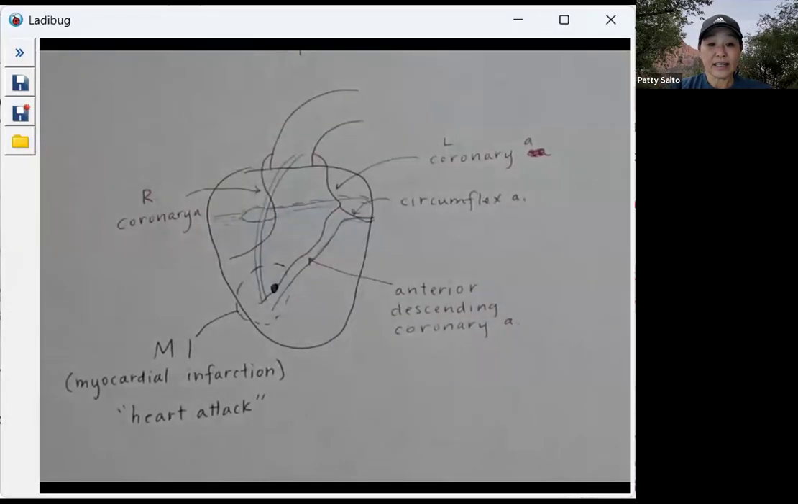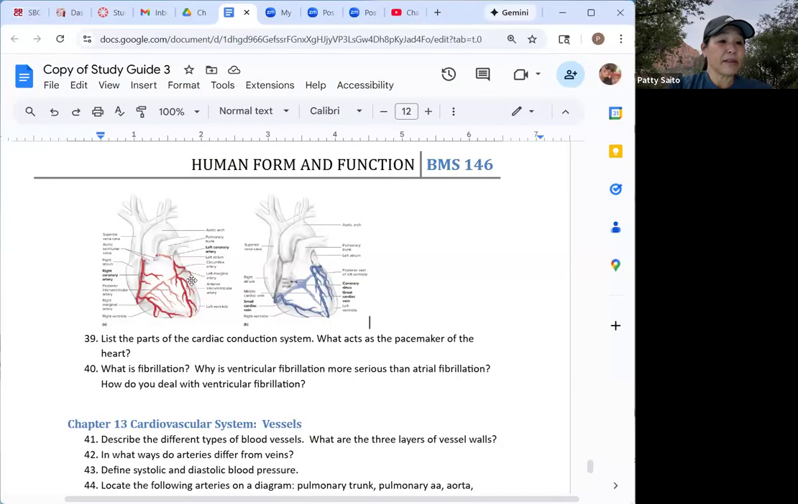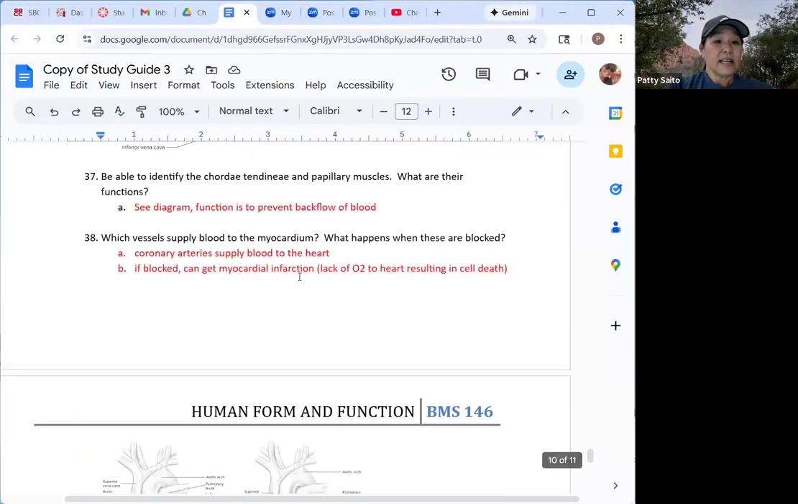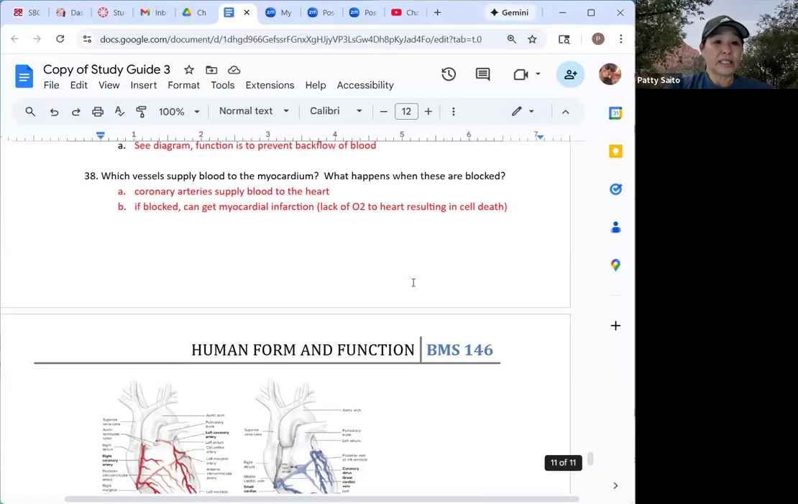Let's take a look back. And all right, so coronary vessels, you can get a myocardial infarction, which is a heart attack. Oh, I didn't put that.